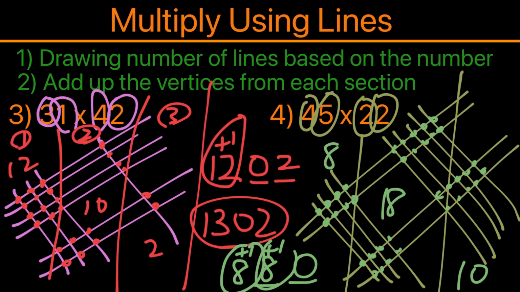So we will take 8 plus 1, 8 plus 1, so that means it's gonna be 9 and 9. So 9 and 9, and then the 0. So inputting 45 times 22 on a calculator, you will see the answer is 990.